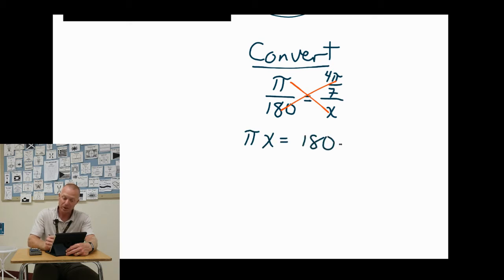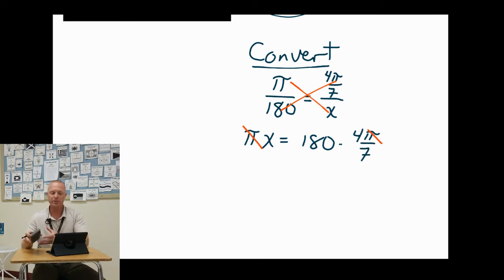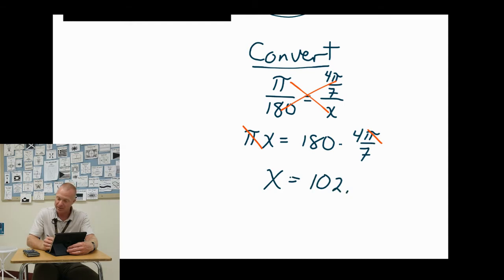There is something, though, to notice that happens when you cross multiply, and that is that pi is on both sides. And since pi is on both sides, algebra would say that I can cancel those out or divide them away. And it looks like I end up with a simple calculation, 180 times 4 sevenths. In other words, 4 sevenths of 180. And we end up with a degree value, 102 some degrees. Again, a couple decimals is fine, but basically we get 102 degrees.